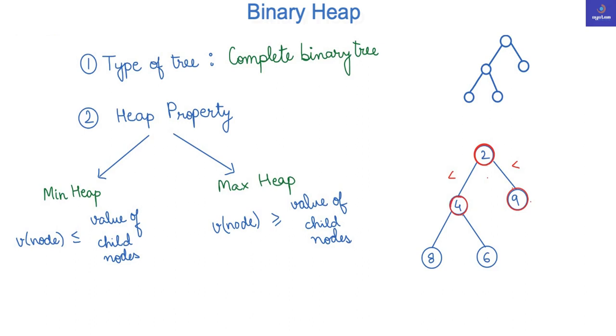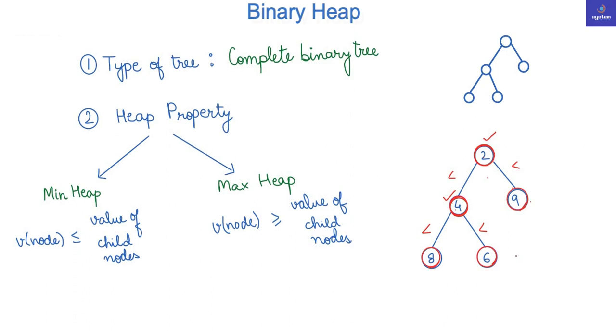Now let's look at node 4. 8 is a child of 4, and 4 is less than 8. 6 is a child of 4, and 4 is also less than 6. So 2 follows the min heap property, and here 4 also follows the min heap property because the value of 4 is less than the value of all its child nodes. All the rest of the nodes, which are 8, 6 and 9, do not have any children because these are leaf nodes, so they follow the min heap property by default.